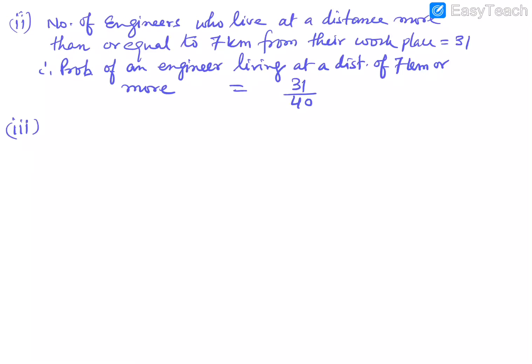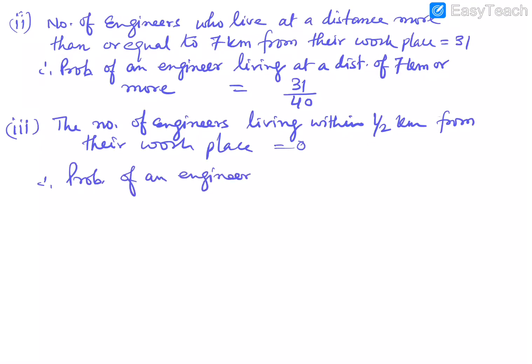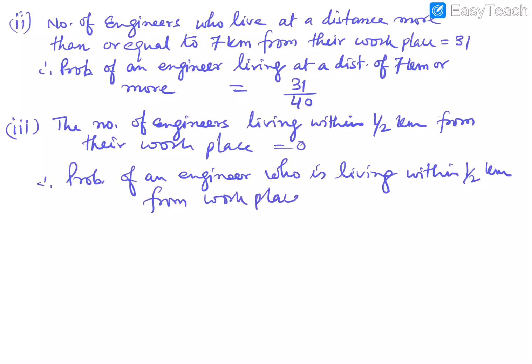In third part, the number of engineers living within half kilometer from their workplace is 0 and therefore probability of an engineer chosen at random and who is living within half kilometer from workplace will be 0/40, that is 0.